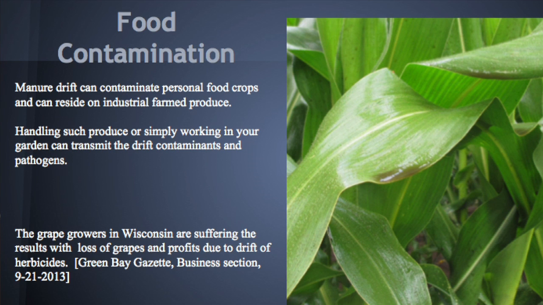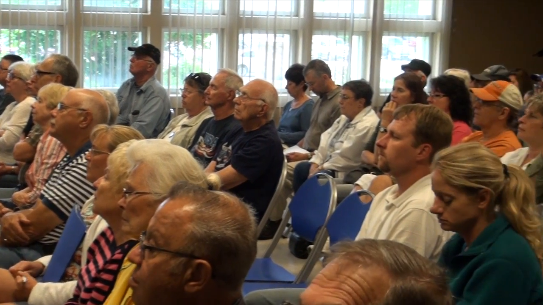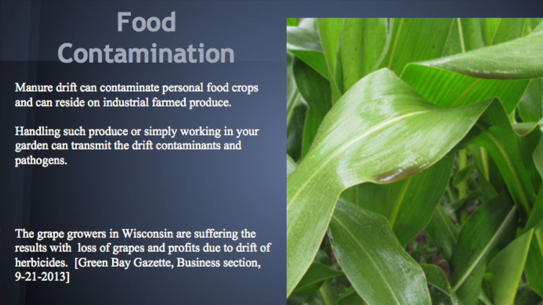Pictured here is corn crop from right here in central Wisconsin that has been sprayed with manure irrigation. And you can see that the manure is there on the leaves. That is the same manure that holds the pathogens, the contaminants, and the chemicals from the lagoon. Puts a little perspective onto why you're supposed to wash your produce before you eat it.